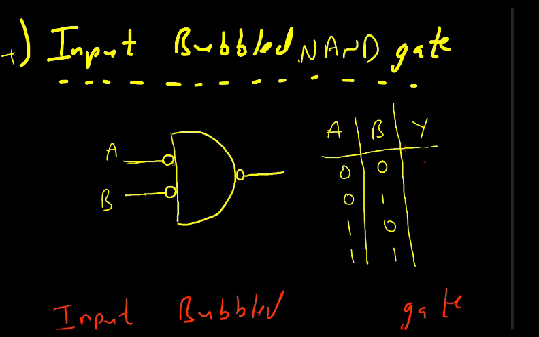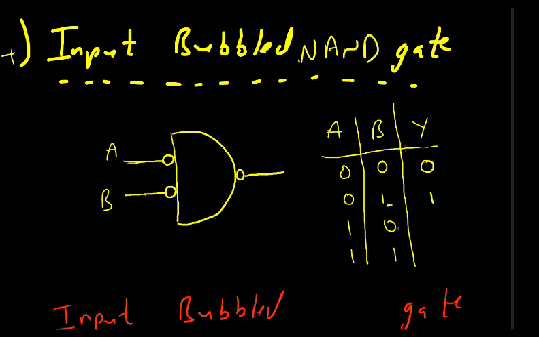So this 0 0 will make the actual input 1 1. The output of a NAND gate is high when at least one input is low. So if a single input is low, output becomes high. In the first case, both the inputs are 0 0, so the actual inputs will be 1 1, and because of which this will become 0. Then because of this 1, one of the inputs will become 0, so output will become 1.